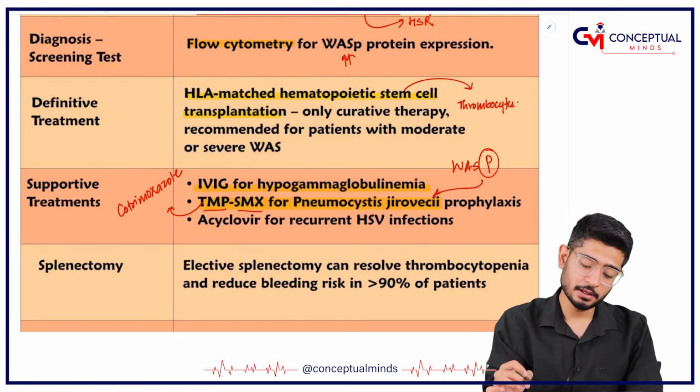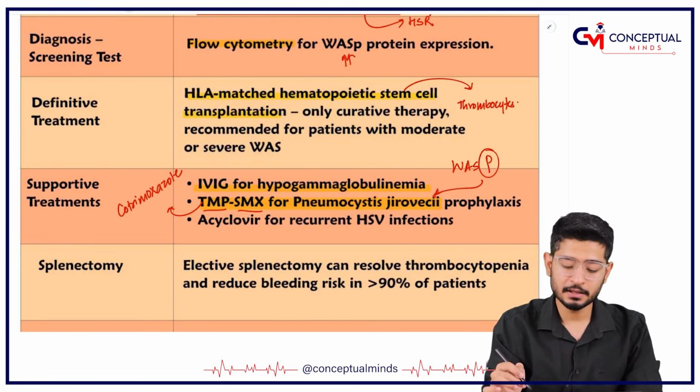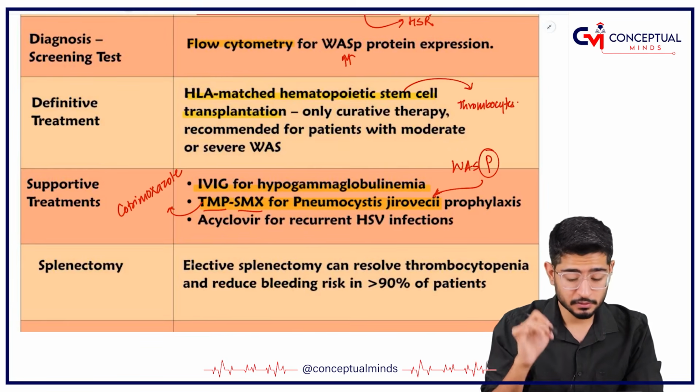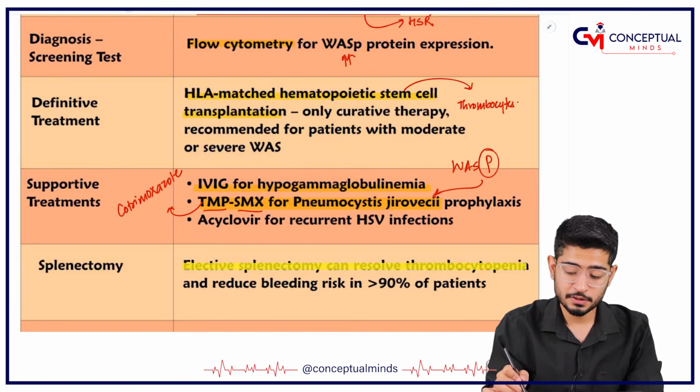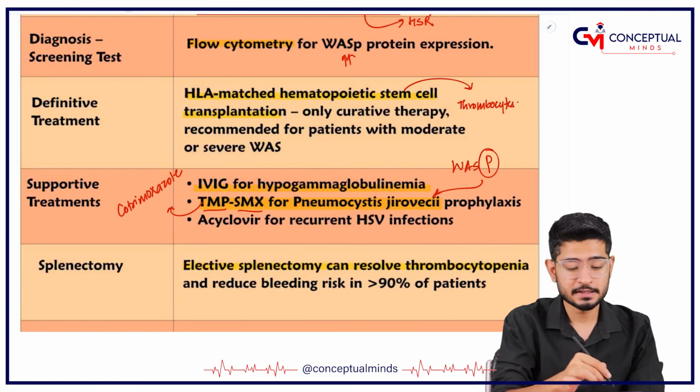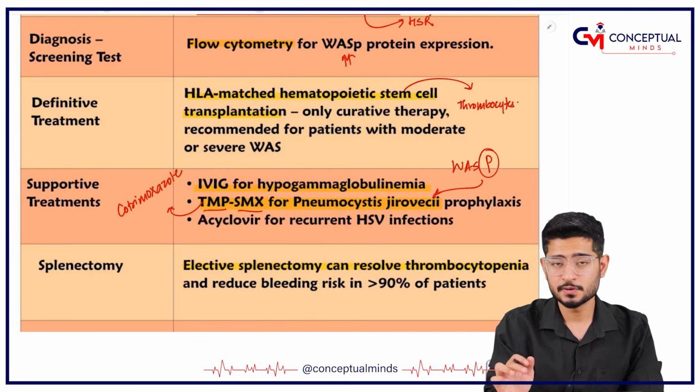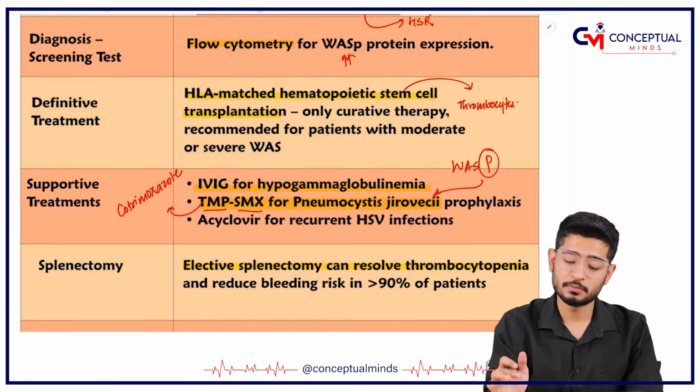And splenectomy, yes, splenectomy has to be done because it can resolve the thrombocytopenia. Because if the platelets are getting formed but they are not formed properly, the spleen is responsible for their destruction. So if we remove the spleen, if we kill the spleen, there will be no more destruction and the thrombocytopenia can be taken care of.